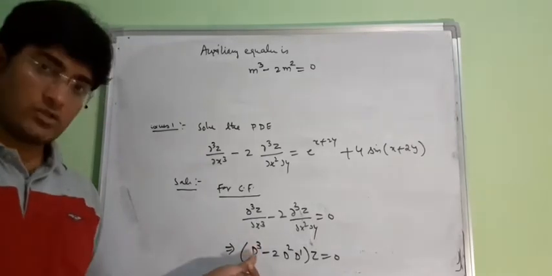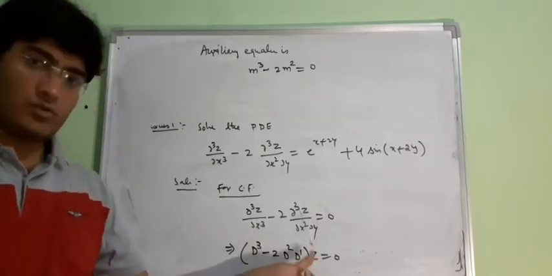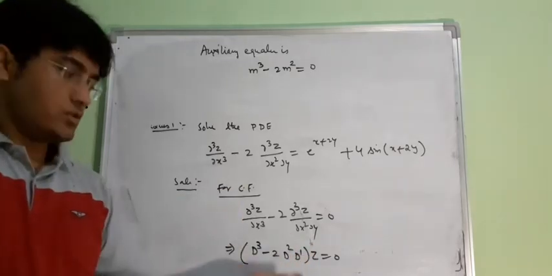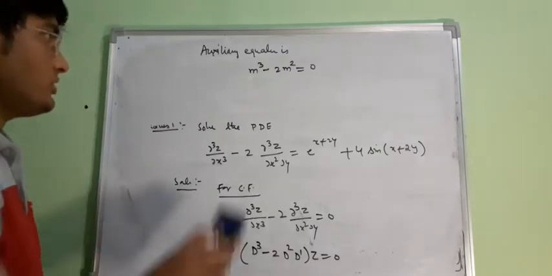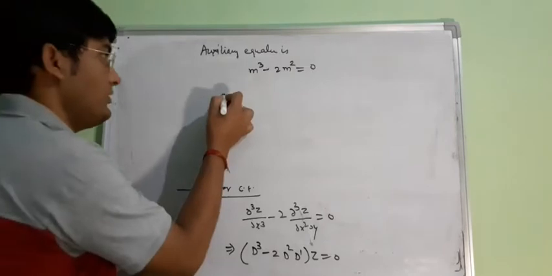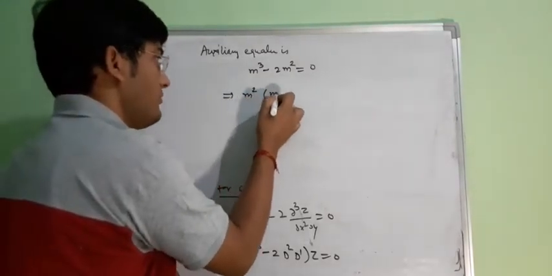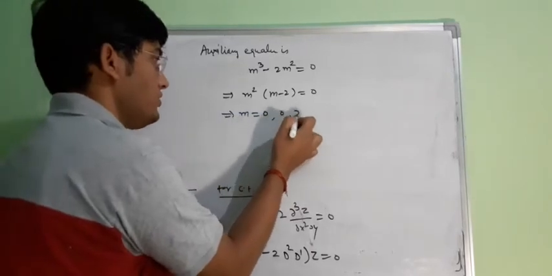For the auxiliary equation, we replace D by m, D dash by 1, and z was your arbitrary function, which means it is not necessarily 0. So this will be equal to 0. Now from here we get m square into (m minus 2) equal to 0. So our roots will be 0, 0 and 2.